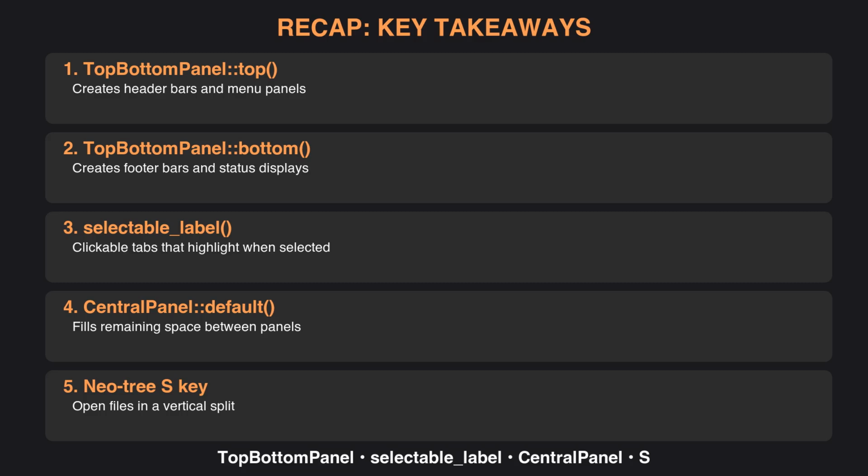TopBottomPanel top creates header bars. TopBottomPanel bottom creates footer bars. Selectable label makes clickable tabs. CentralPanel fills the remaining space. NeoTree capital S opens a vertical split.